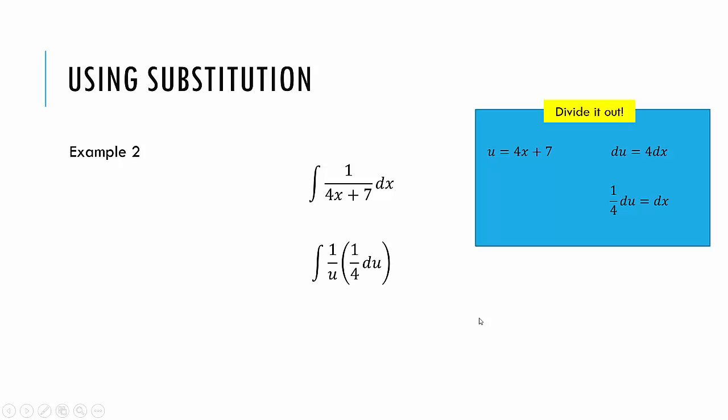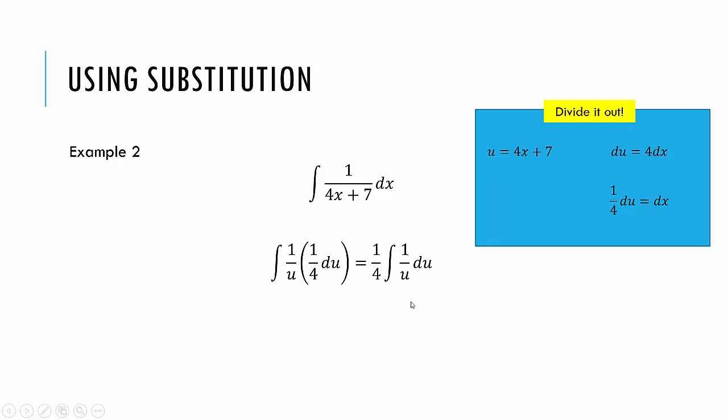And so what I ended up doing is I substituted my 4x plus 7 as my u, and then I substituted my dx as 1/4 du. So now I'm to the point that I can integrate this. I pull the constant out front, the 1/4.